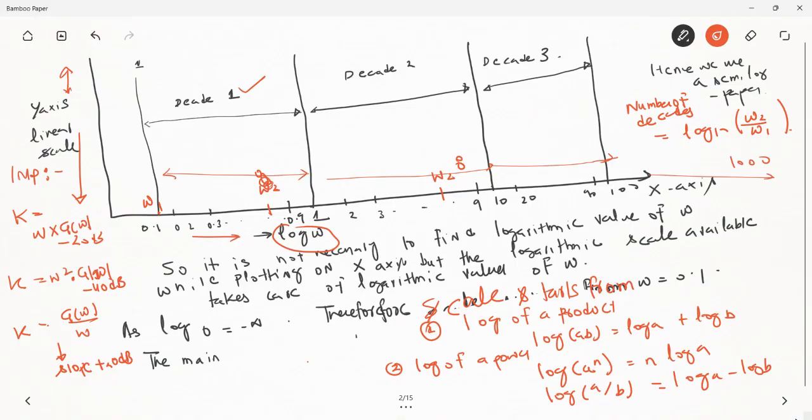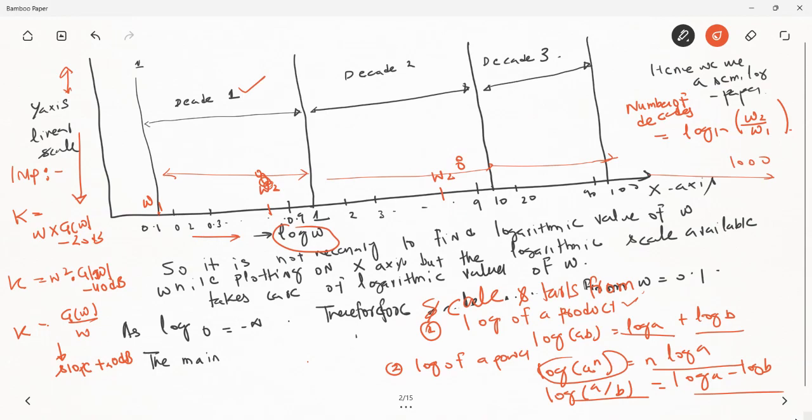Okay. So, some elementary rules of log. Why do we utilize the Bode plot? Because in the Bode plot, multiplication and division get replaced by addition and subtraction. Because you already know log of a times b is log a plus log b, log of a to the power n is n log a, and log of a by b will be given as log a minus log b.